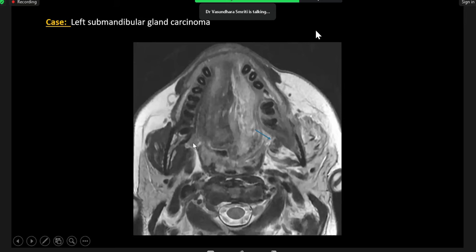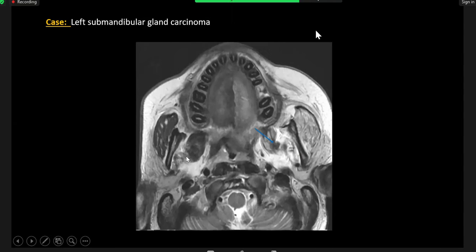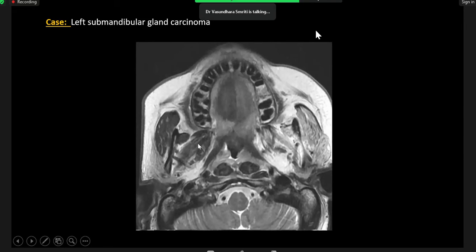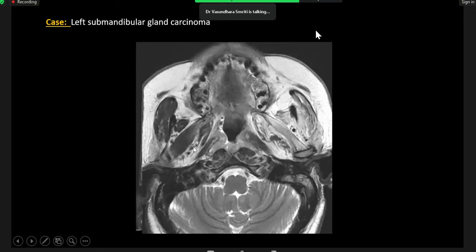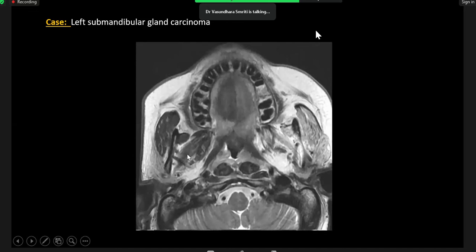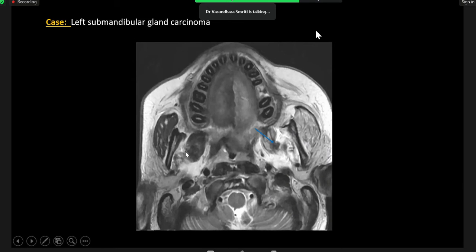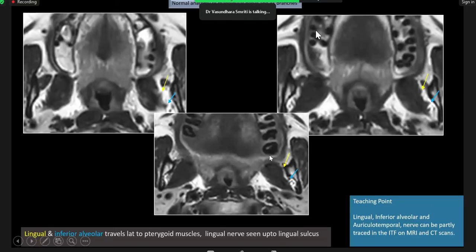Now let's see the opposite direction, just to understand the anatomy. I will again describe it while describing the auriculotemporal. So this is the nerve which travels anterior to this mandibular nerve over this. It goes into the lingual sulcus. I will describe it again in the next case. So this is the direction in which it travels, the lingual nerve, just anterior to the mandibular nerve, inferior alveolar nerve, sorry.